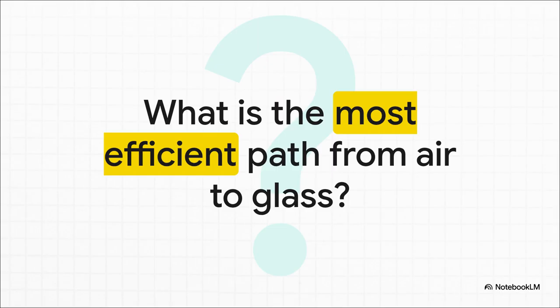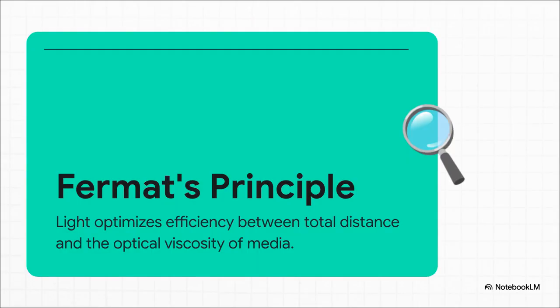Does it just shoot in a straight line to minimize the total distance, or does it try to minimize the time spent in the glass, which slows it down? Take a second, lock in your answer. Okay, so if you guessed a straight line, you're relying on basic geometry. But optical physics works a bit differently.